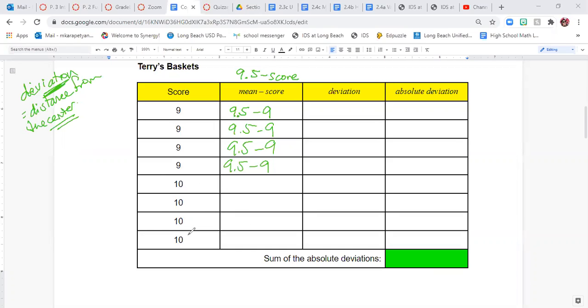And then my score changes to 10. So it's going to be 9.5, my mean, that doesn't change, minus 10. 9.5 minus 10, 9.5 minus 10, and one more 10. Okay. So I'm literally finding the difference between my mean and each one of my observations, each one of my scores.